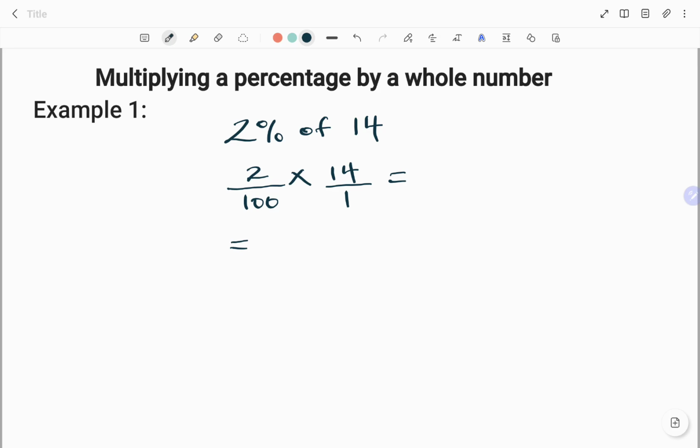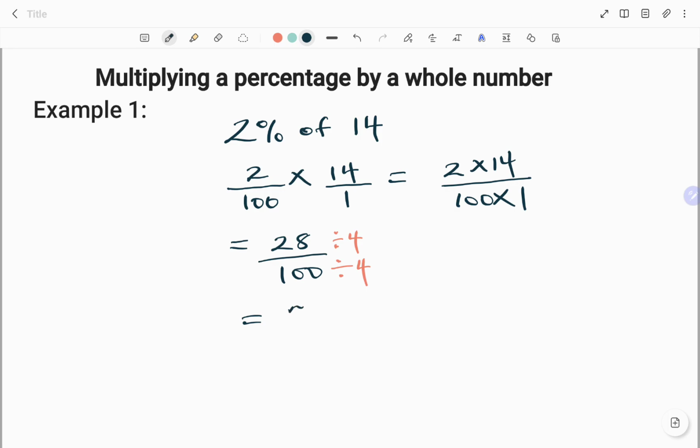At the top, we have a numerator, 2 times 14, over a denominator, 100 times 1. 2 times 14 is 28, and at the bottom we have 100 times 1, which is 100. This is a proper fraction, but we are going to look for a factor that will go into 28 and 100 without a remainder. That factor is 4. And remember, when you're simplifying a fraction, whatever you do at the top, you do at the bottom. 28 divided by 4 at the top is going to give us 7, and at the bottom, 100 divided by 4 is going to give us 25.